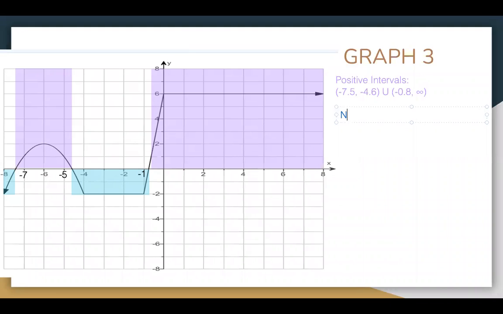Now our negative intervals. We start at an arrow, so we're going to start at negative infinity and go to -7.5, then -4.6 to -0.8. And that last one, we're just getting those numbers from here. So those are our negative and positive intervals. And if you ever start with an arrow, that's negative infinity. If you end with an arrow, that is positive infinity.